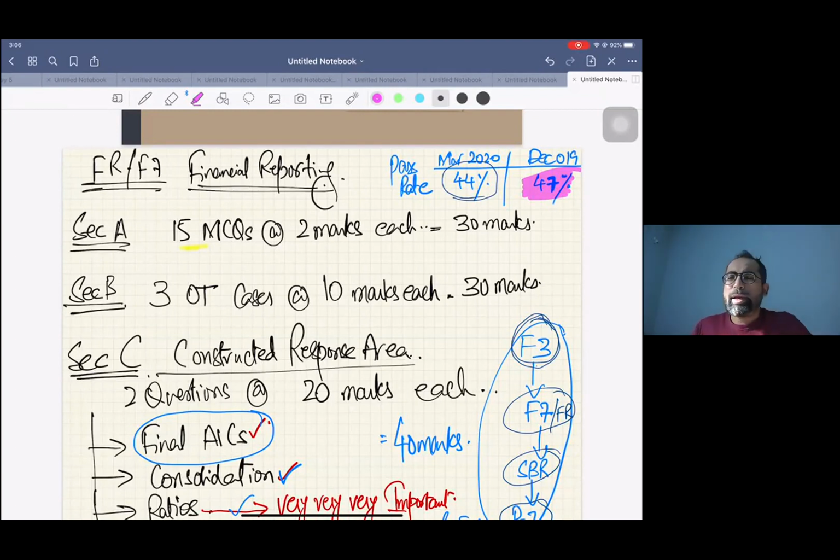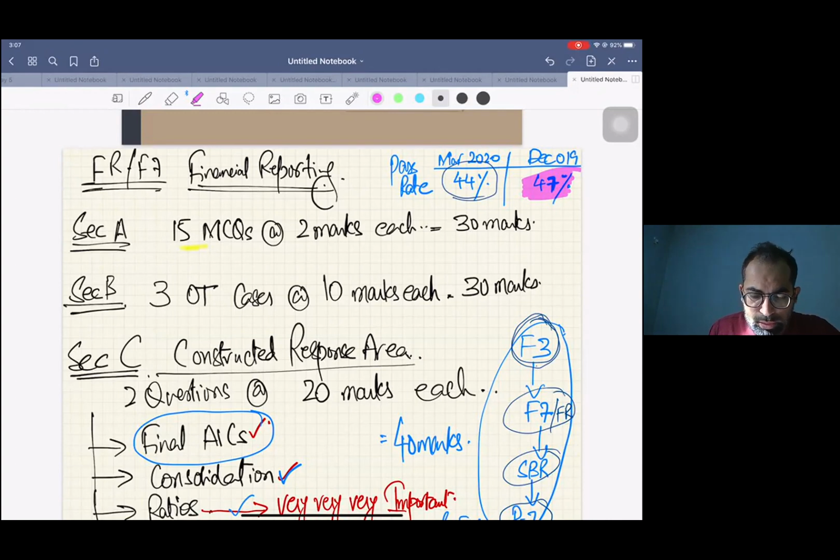One more thing I would like to add: this paper will be helpful for you in an audit firm as well. Those who want to join an audit firm or the finance department of any company should also have a good grip on this FR paper. This paper will help you practically in your real life, because we are going to study IFRS in this paper.